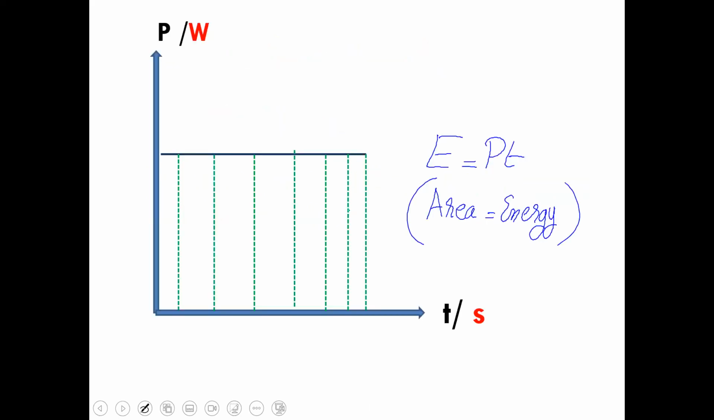Now look at the graph. The graph says the area is energy. Why the area shows energy? Because energy is power into time. As the line is straight, it means power is, line is straight. So power is constant. You have to copy this.